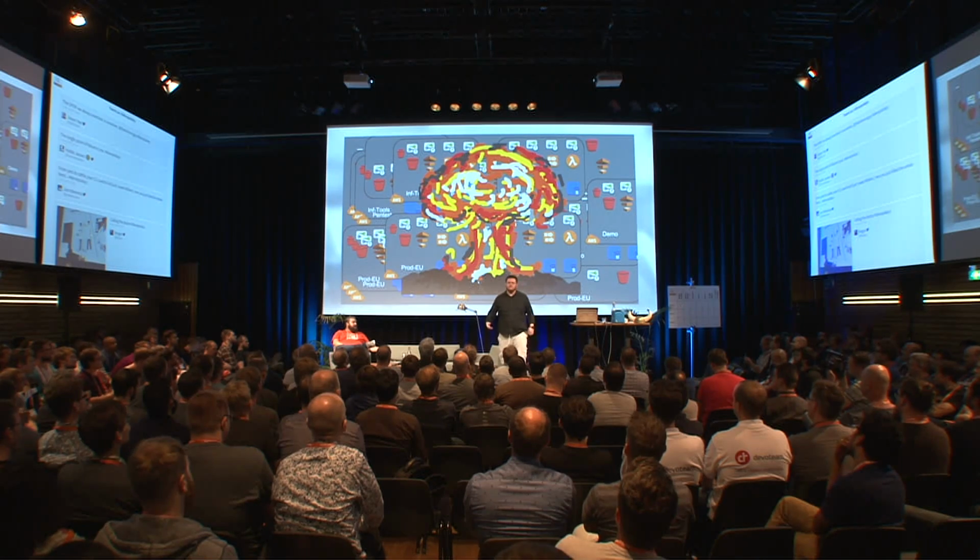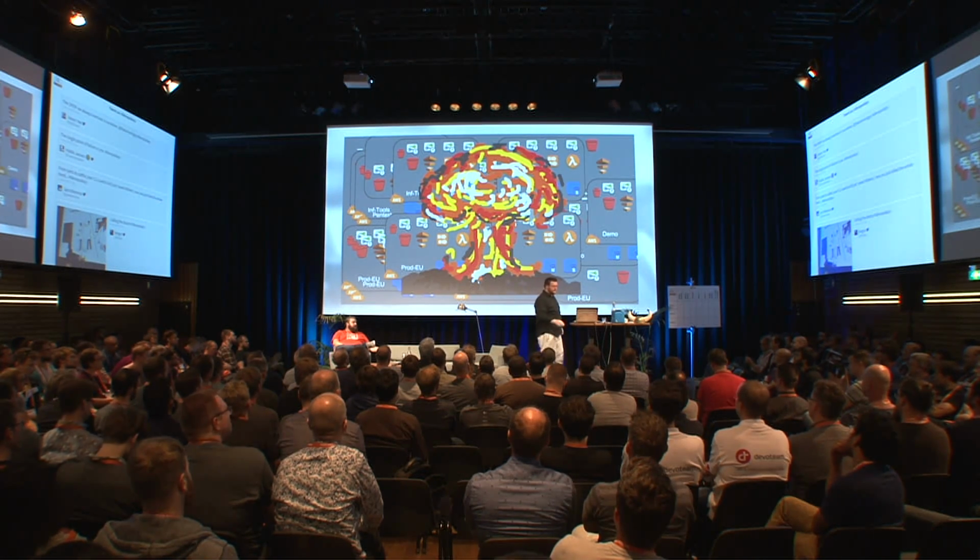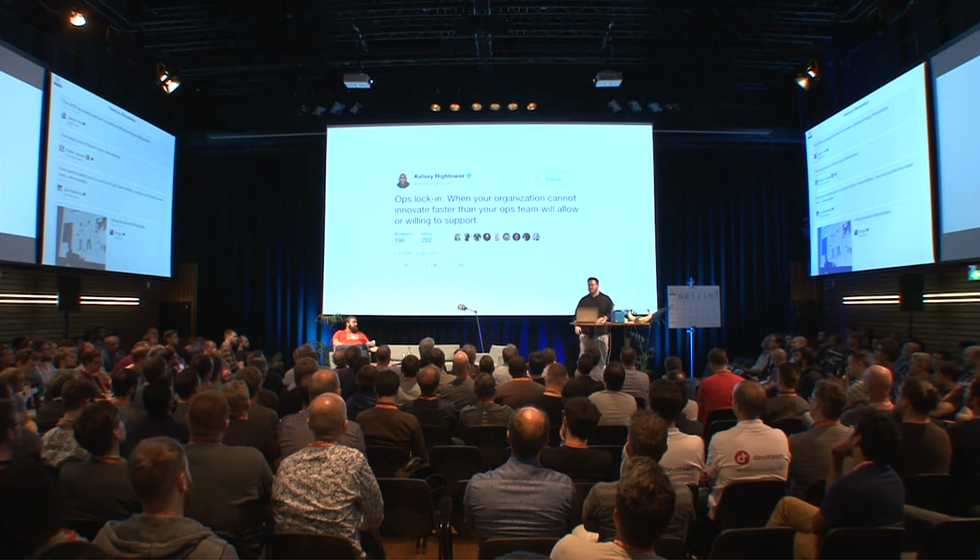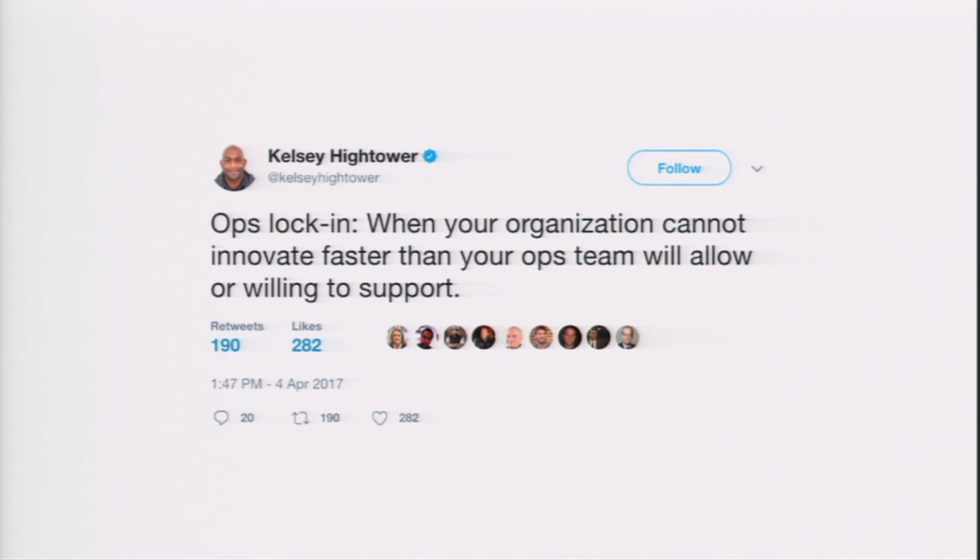We don't scale. Manual processes don't scale. Now this leads us to a place that's been defined as ops lock-in. This is when your organization cannot innovate faster than your ops team will allow or is willing to support. And I think not necessarily in terms of emotional baggage, we're not willing to do this, but really just physically, we don't scale enough. There aren't enough of us. Our team isn't big enough. We can't do this. We are a bottleneck now. So how do we get through this? How do we get things that are safe, that are scalable, that avoid ops lock-in?